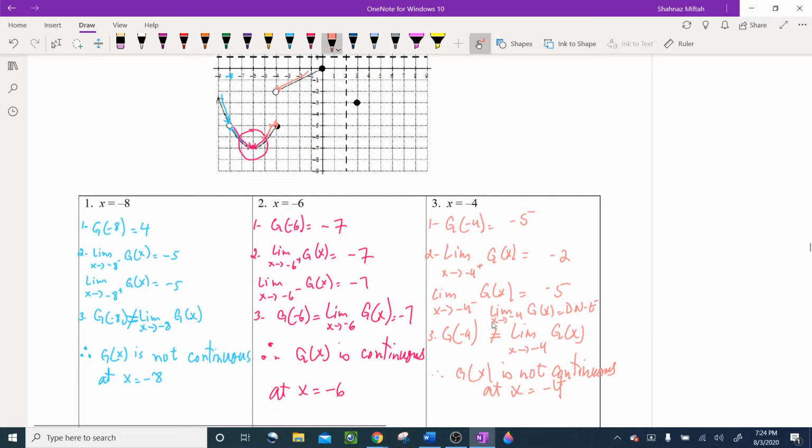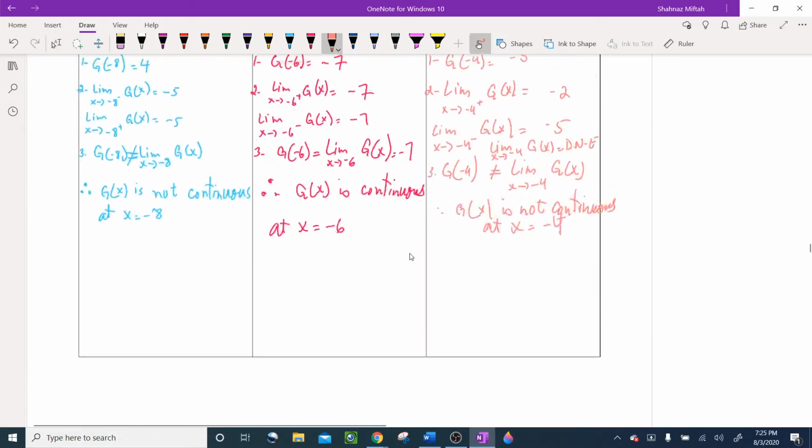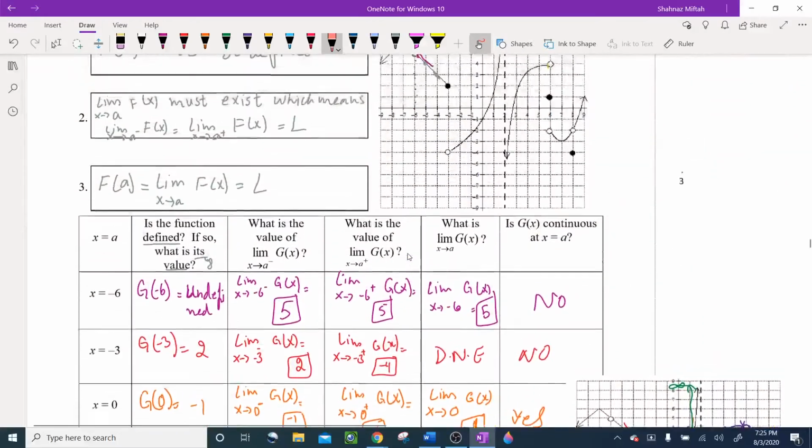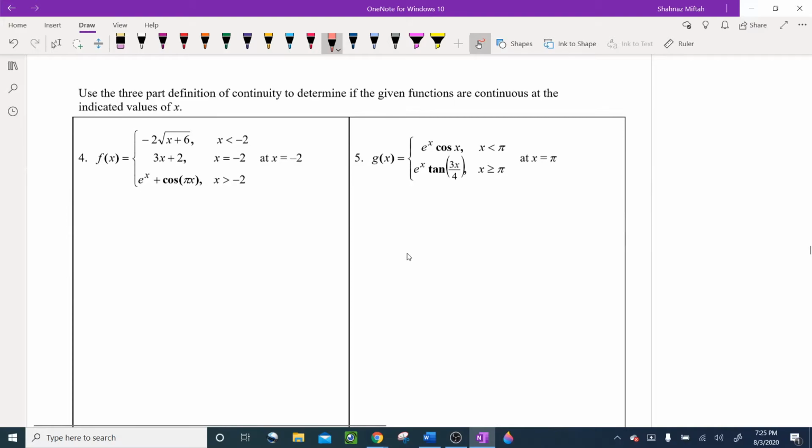So it's done. Let's go to these two questions. They said use the three definitions of continuous at the indicated values of x. Now, so far we did graphical approaches, all of them. Now we're going to do analytical approaches, where we use our functions to figure out how to do that. Okay, first thing first, and I'm talking about x equals negative 2.